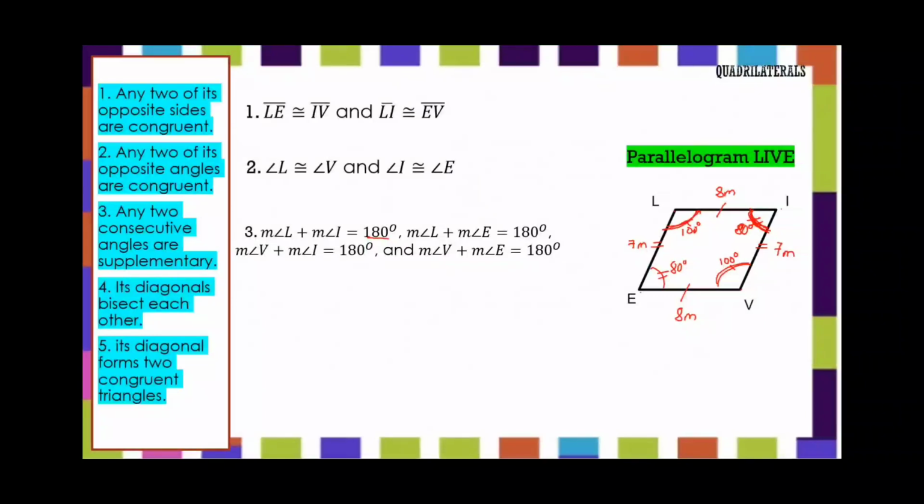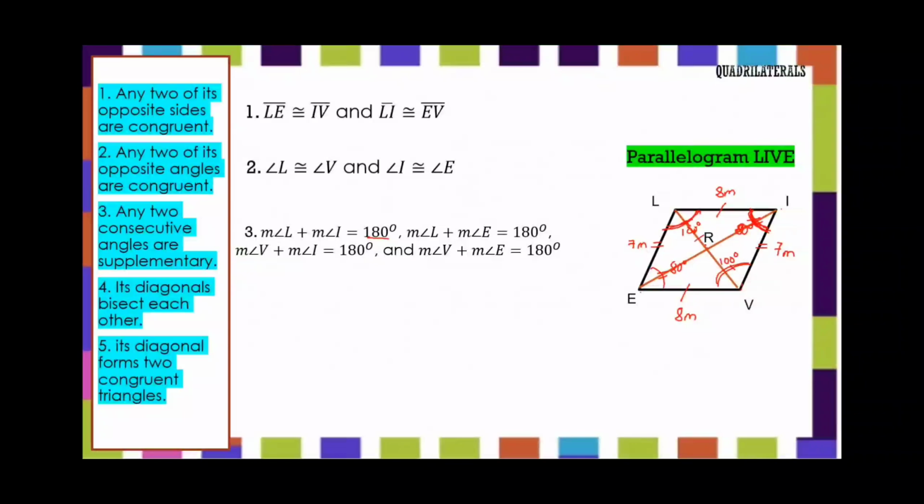Okay? So, number 4. Sabi dito, its diagonals bisect each other. So, let's say that we have diagonal LB and diagonal EI that meet at point R. Ang sabi dito, its diagonals bisect each other. Meaning, itong segment LR is congruent to segment RV.